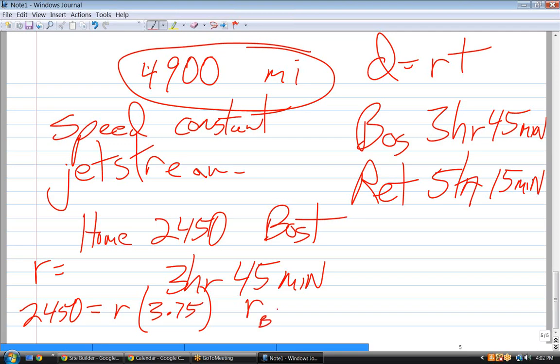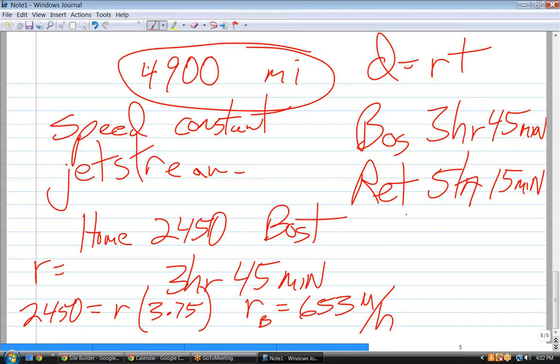The rate to Boston is what? 653 miles per hour. Okay? That was his ground speed. That wasn't his airspeed. We covered 2,450 miles in 3 hours and 45 minutes. So the plane relative to the ground went 653 miles per hour.